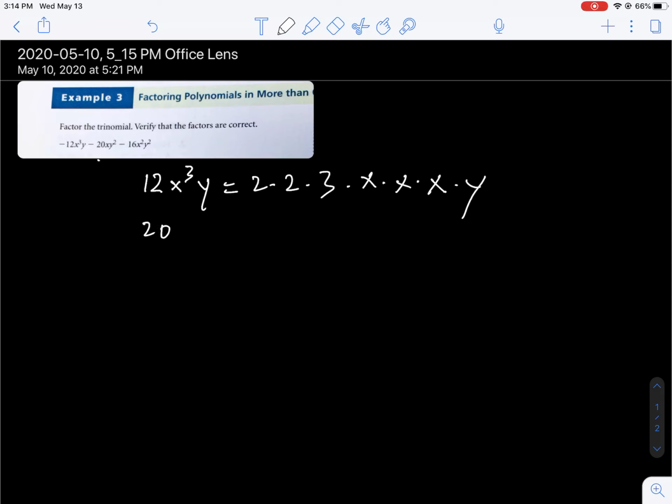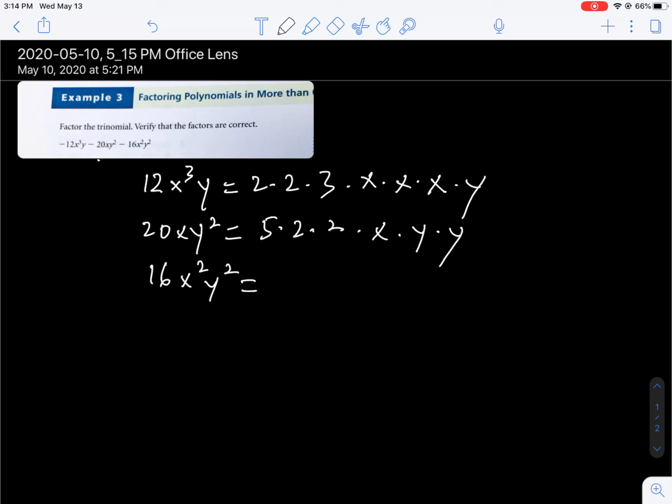We'll jump to the next term, which is 20xy squared. The prime factors for 20 are 5 times 4, 2 times 2, so 5, 2 and 2. I'm going to get rid of this first. Okay, so now we'll write x the way it is. We have two y's, we'll split it into y and y. We'll get to the next term, which is 16x squared y squared.